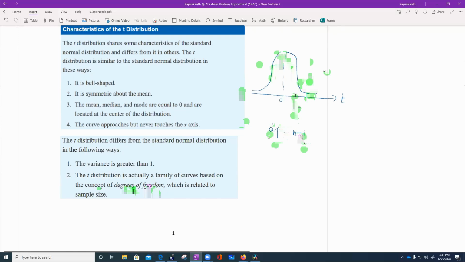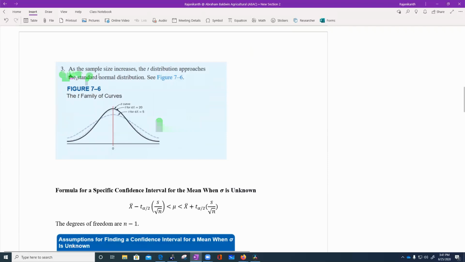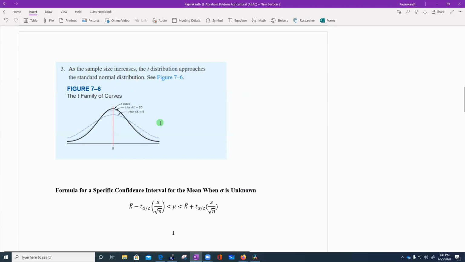If you want to use the t distribution, first of all, you should know the degrees of freedom. Once you have the degrees of freedom and the alpha value, we know how to find the t value. Look at the third difference. As the sample size increases, the t distribution approaches the standard normal distribution. When you increase your sample size, the t distribution curve finally approaches the z distribution curve.